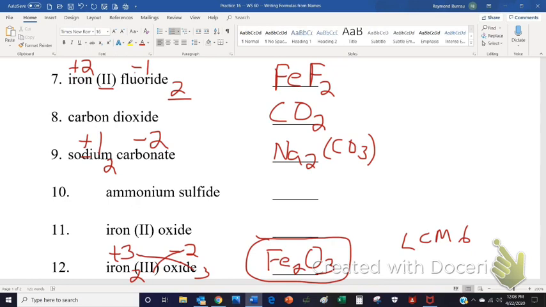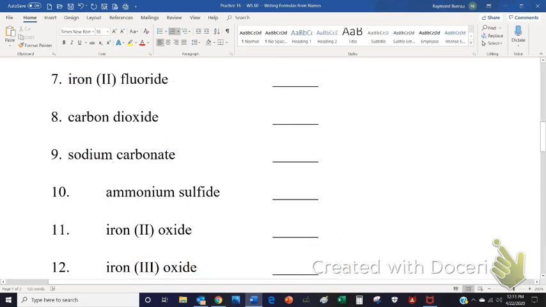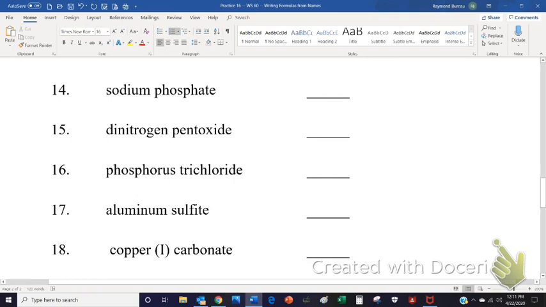All right, I'm going to scroll down and do just 1 or 2 more and let you finish it up. Number 15, dinitrogen pentoxide. These are covalent bonds with the prefixes, so the di and the penta tell us exactly what we need. Nitrogen, di means 2, pentoxide, oxygen, penta means 5, so dinitrogen pentoxide, N2O5. I'm going to do one more, number 17, and then let you finish it up.